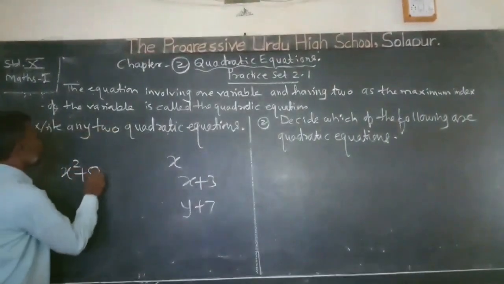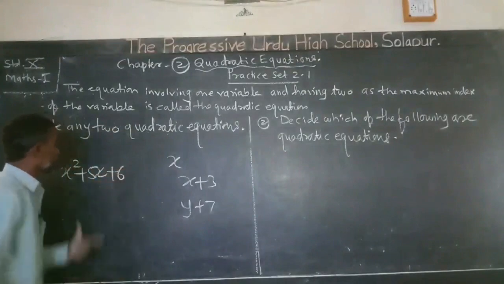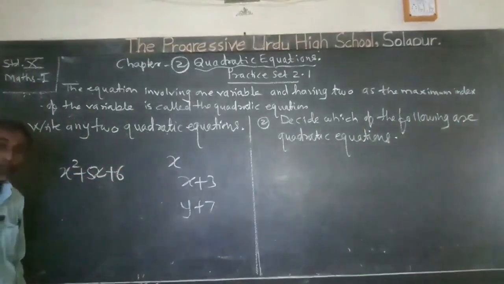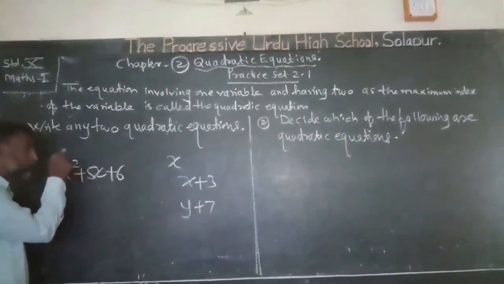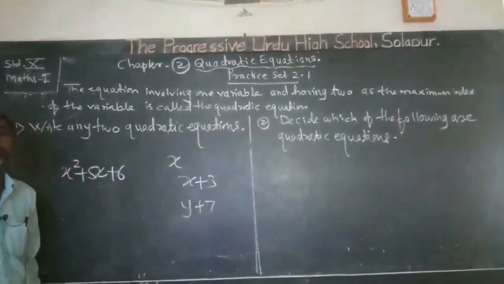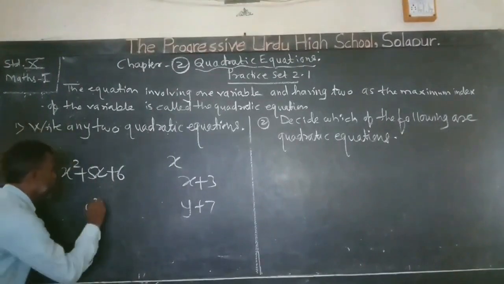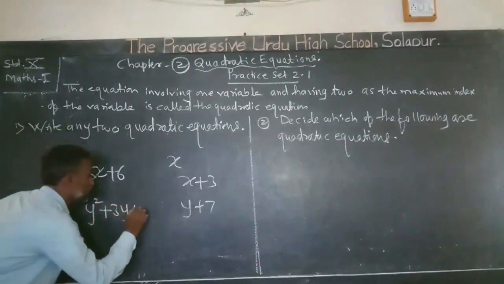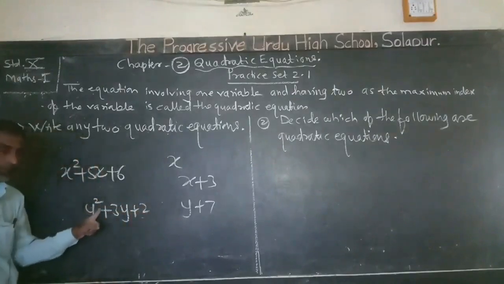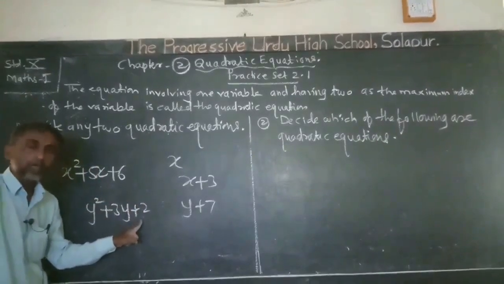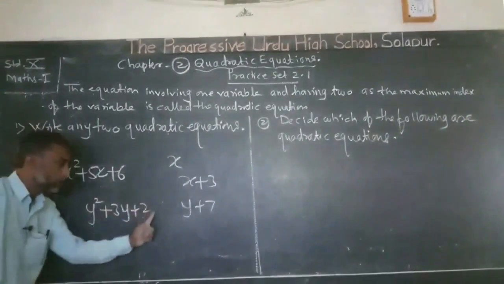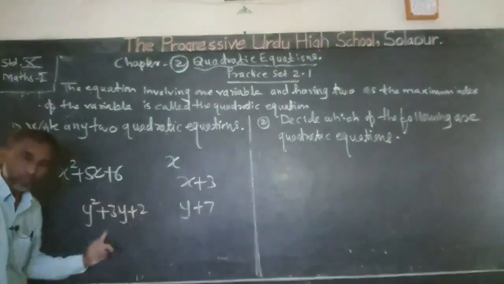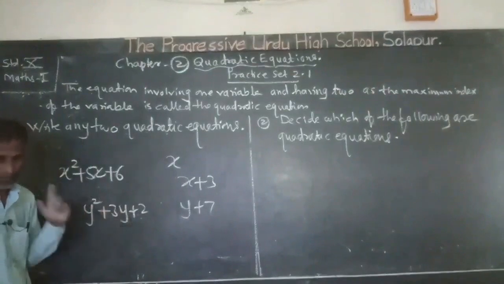X square plus 5x plus 6 is also a polynomial, but the degree of the variable is 2, therefore it is called a quadratic polynomial. Y square plus 3y plus 2 is also a quadratic polynomial as the degree of the variable is 2. As degree is 2, therefore it is called a quadratic polynomial.